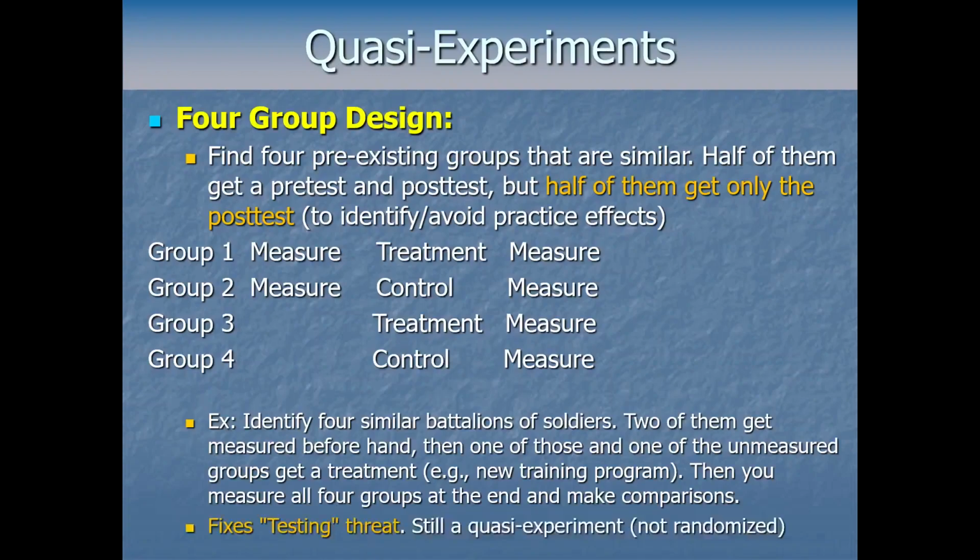But as I said, this doesn't fix all the problems we've mentioned. So the four-group design, it's a great solution to rule out testing effects as a threat to internal validity. But as we've laid it out here, it's still a quasi-experiment because, again, here they weren't randomized into these four groups. So in our example, all four of these battalions, they probably started out with a lot of other pre-existing differences. We have no idea if something maybe happened to one of those groups or whatever.